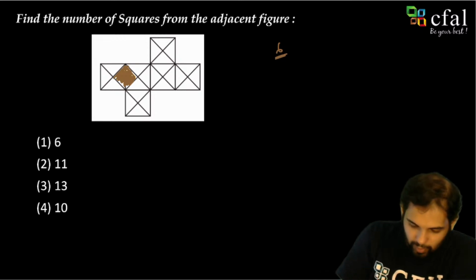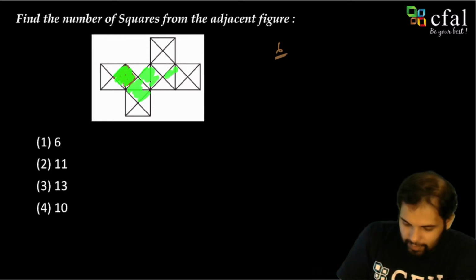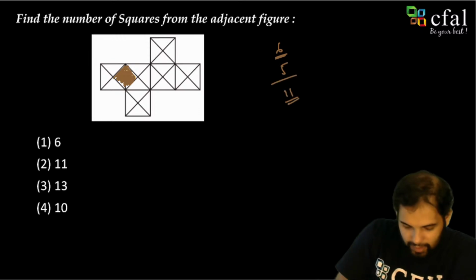But if you watch closely, here this is also a square, right? So these kinds of squares: this is 1, this is 2, this is 3, this is 4, this is 5. So 5 more squares, right? So this is 6 plus 5, total 11 squares. So option 2 is correct.